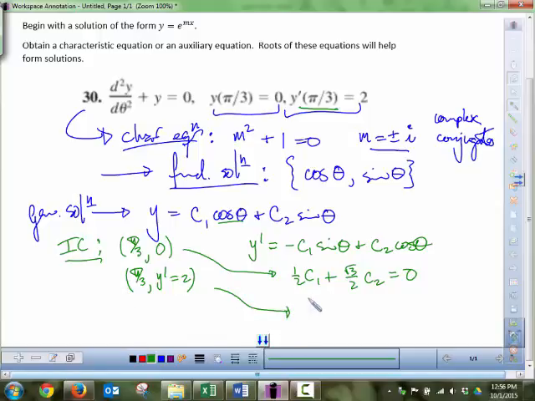From the derivative equation, we have negative sine first, and so that's sine of pi over 3, which is root 3 over 2, with a negative, so negative root 3 over 2 C1, and then the cosine of pi over 3 is 1/2 C2. That is equal to 0. So you've got two equations and two, oh, not 0. What is it? Should equal 2.